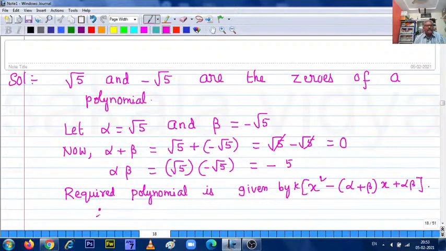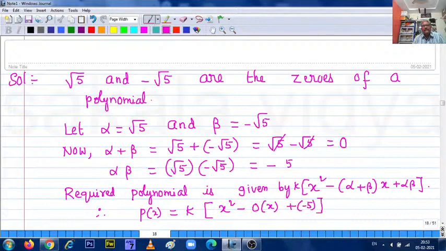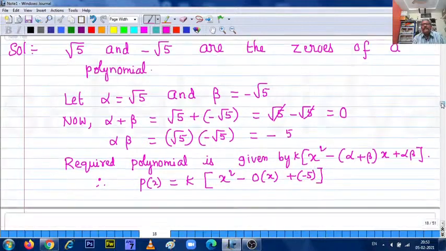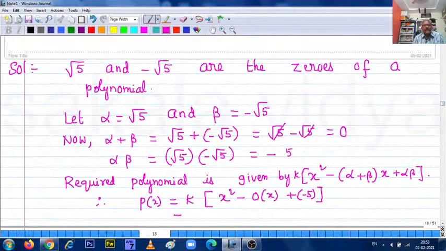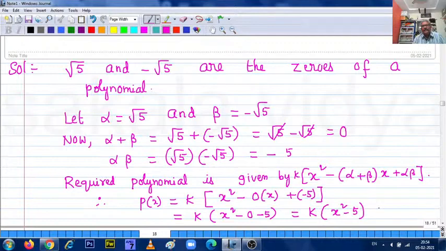So therefore we can write now p of x equals k times x square minus of alpha plus beta, which means 0, into x plus of minus 5. So this we can write k times x square minus 0 into x plus minus 5, that is k times x square minus 5. Here k does not equal 0. This condition. This is the answer.